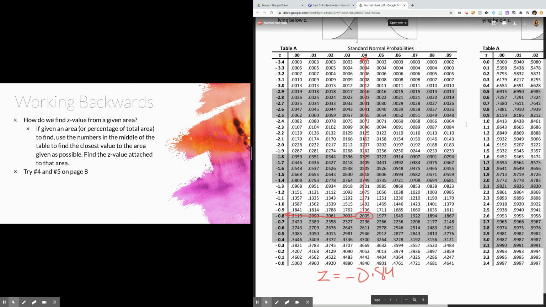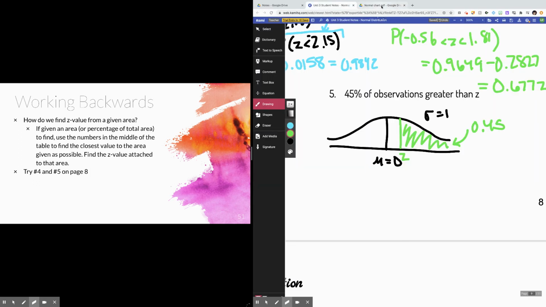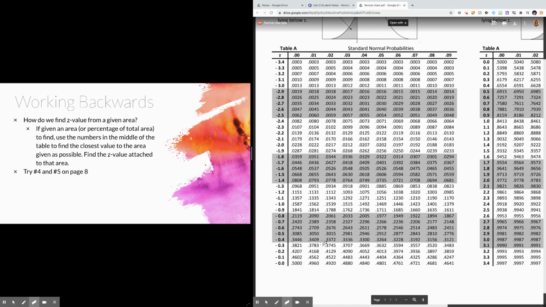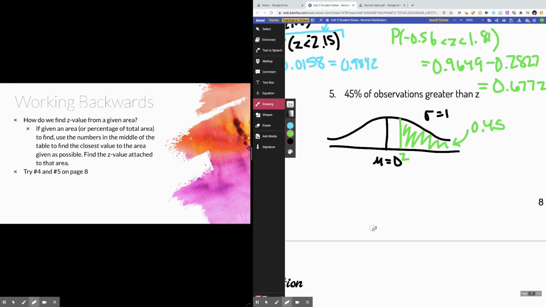So I'm going to go into my z table and look for the probability that is as close as I can to 0.55. Now you may be going, okay, why 0.55? Remember that the z table is only going to give you areas to the left. So if there's 45% to the right, then that means there's 55% to the left.